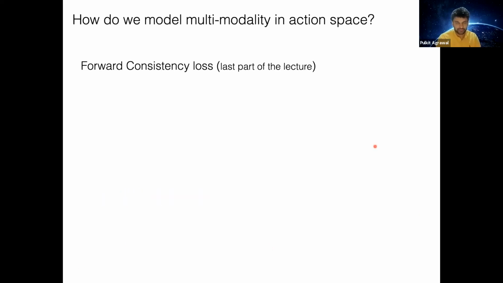So, okay. What we have seen is this multimodality in the action space of inverse models, and we saw how forward consistency loss was able to resolve this.